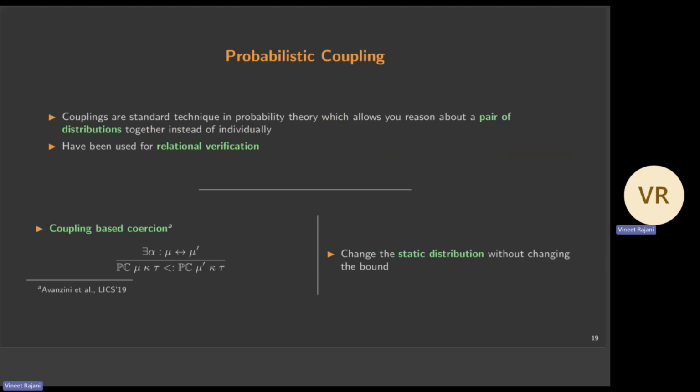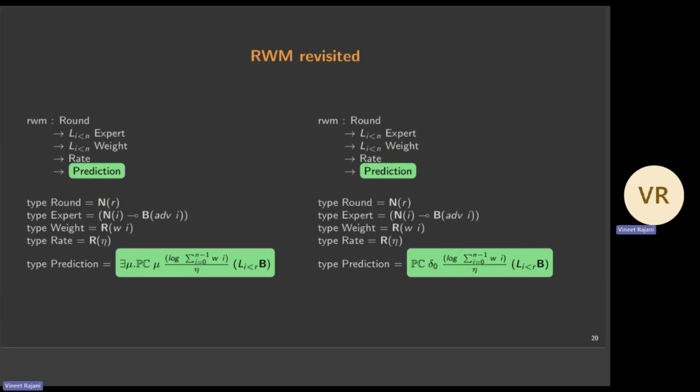So what this coercion allows you to do is simplify the distribution without changing the bound on the type. As a result, we can get rid of the problem of quantification over mu, and hence the need to compute those complicated convolutions, because we can immediately coerce them to something simpler. This is reflected in the revised type on the right, where we replace mu with a point distribution by showing a trivial coupling between them.